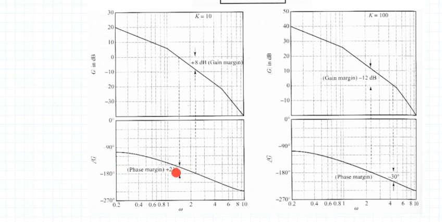So what you observe, both gain margin and phase margin are positive, and therefore we say that whatever plot we have obtained for the system here, that system is a stable system. So this is how we conclude that the system is stable. Okay, I'll just quickly touch on this and then we'll stop the lecture.